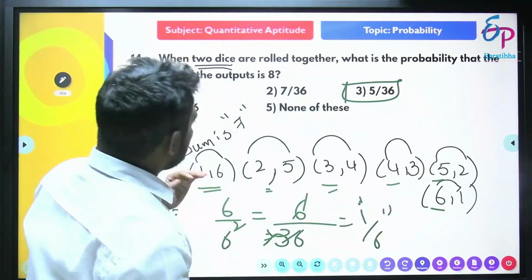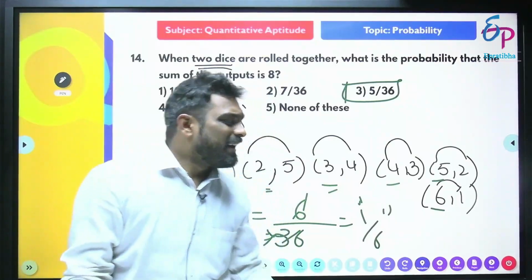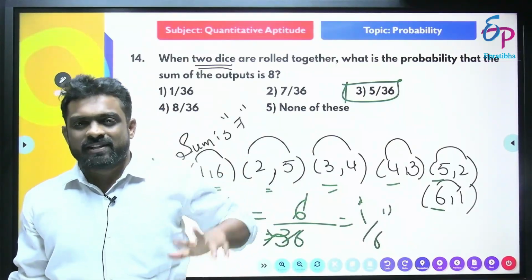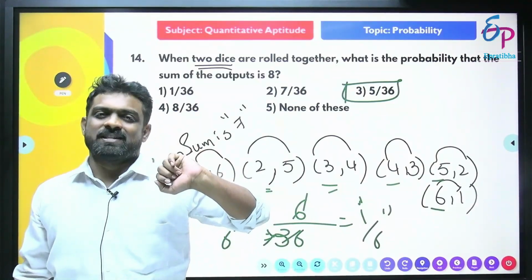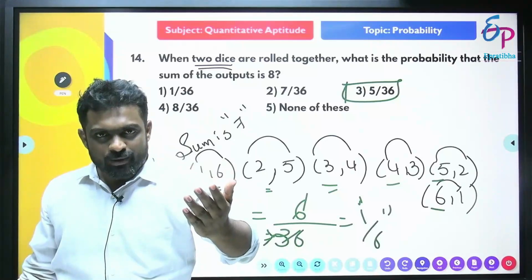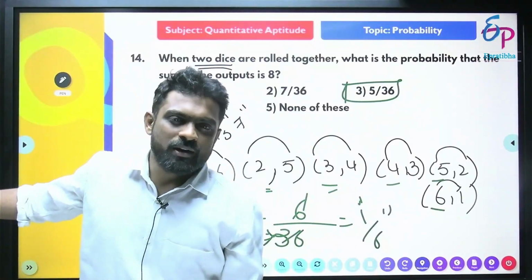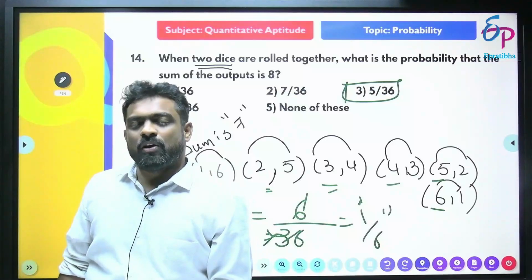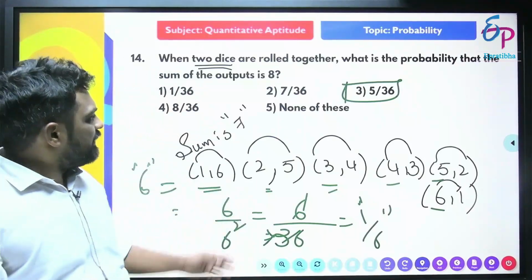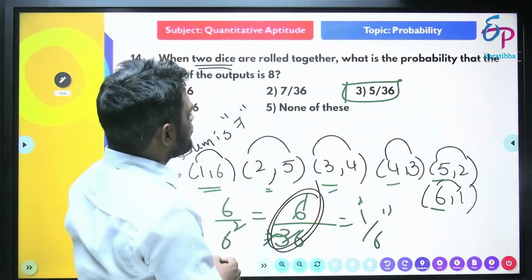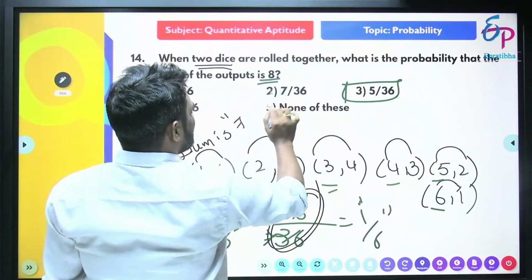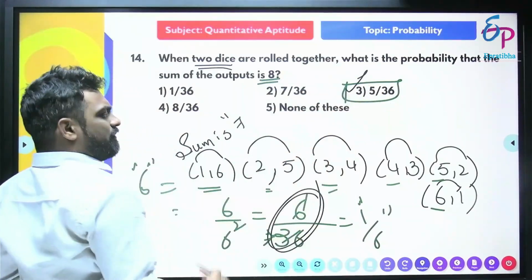So what you have observed from these two examples is that if we keep writing like this, it would consume so much of our time. Whenever the sum is 7, the answer should be 6 by 36. Whenever the sum is 5, 4 by 36. Sum 4, 3 by 36. Sum 3, 2 by 36. Sum 2, 1 by 36. Sorry, if the sum is 8, it is 5 by 36. How that is possible, we shall discuss right now.